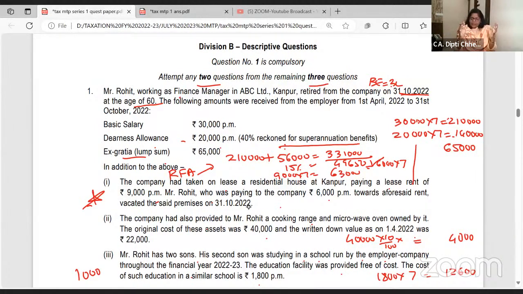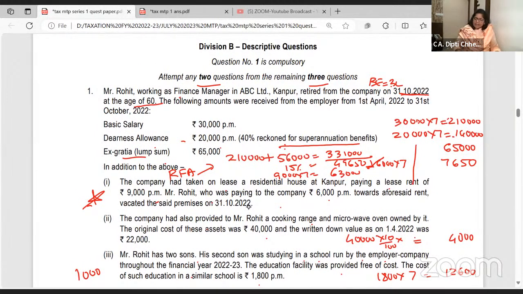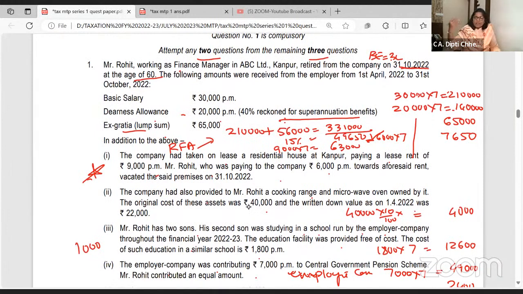The rent free accommodation value is 49,650, but I am not giving it completely free. I am charging 6,000 into 7, 42,000. So what will be the taxable perquisite? Subtract 42,000 from this: 7,650. Are you okay like this? See, I also do trial and error. Sometimes earlier I have done it in the notebook, but now I'm doing it here because I feel the question is more clear.